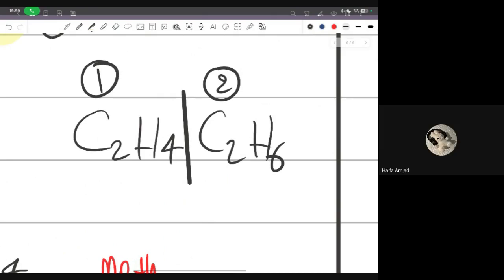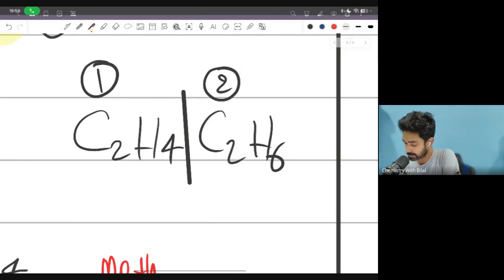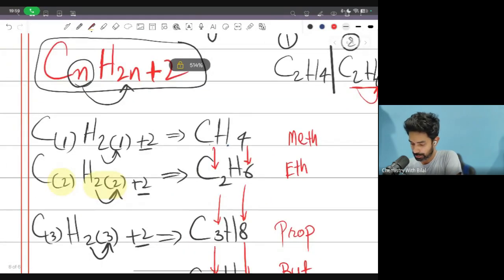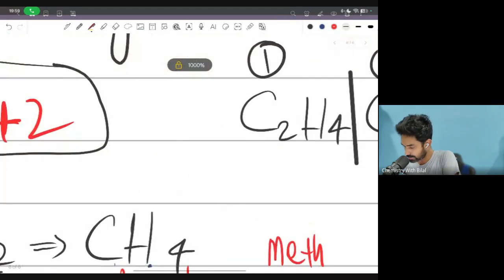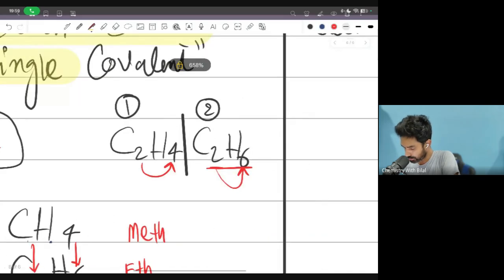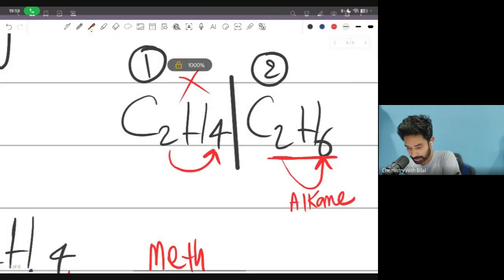Sir, because it goes by the formula. Excellent. Because this structure tells it follows this general formula, 2 more than double. यहाँ पे तो exactly double hydrogen है. This is not an alkane. This is alkane. Right? This is not an alkane. Although ये hydrocarbon तो है, लेकिन alkane नहीं है.